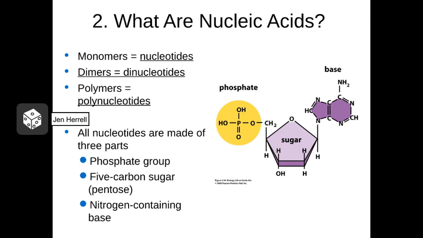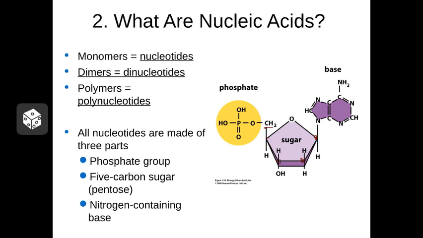The monomers of nucleic acids are called nucleotides. Here we have a nucleotide molecule. There are 3 major parts to any nucleotide. In the center, it might surprise you to find that we actually have a carbohydrate molecule. It consists of 5 carbons. So here they are, 1, 2, 3, 4, and here's number 5 up here.